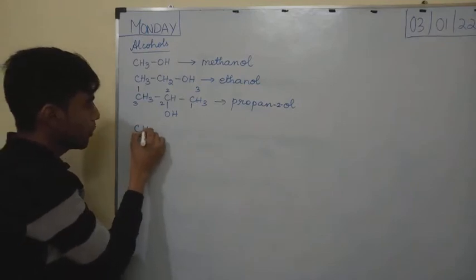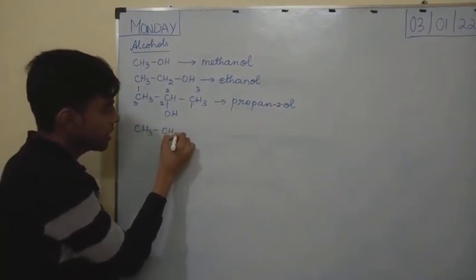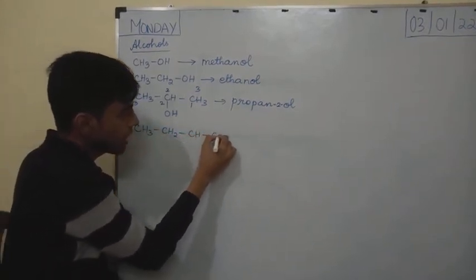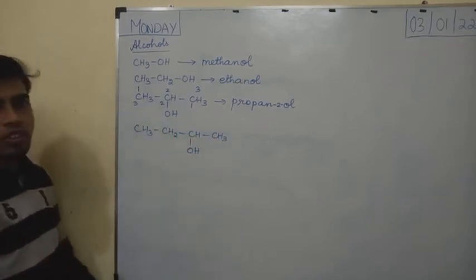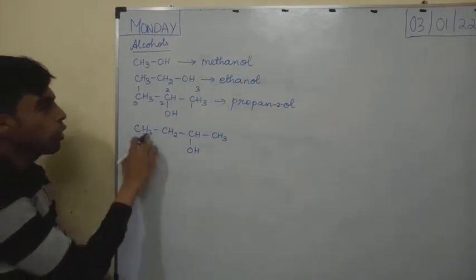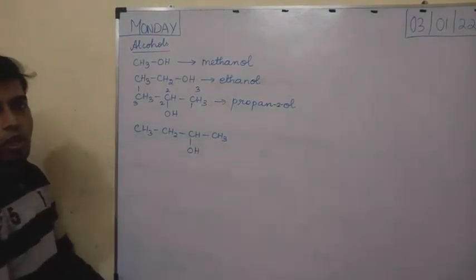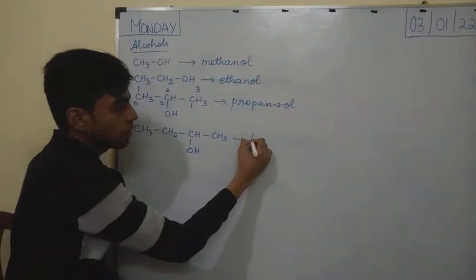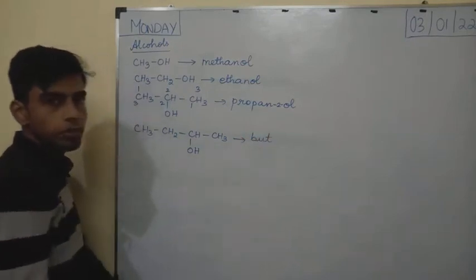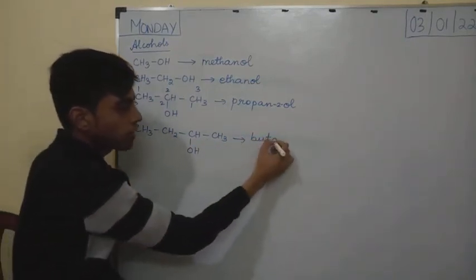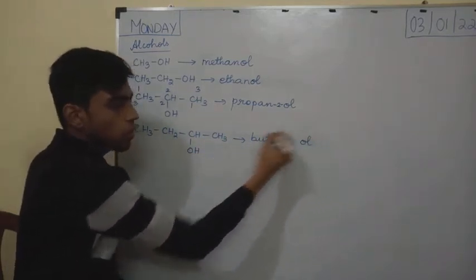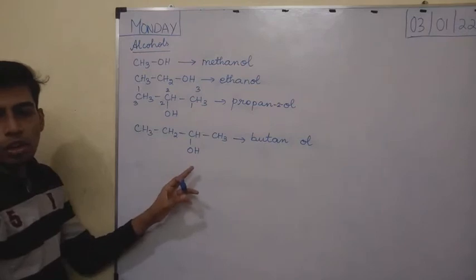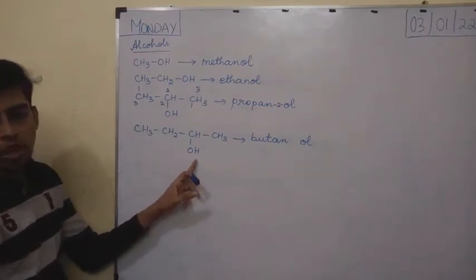Okay. Suppose it is like this, CH3, CH2, CH, CH3 and OH. How many carbons are there? Four carbons. Four carbons means it is but. Single bond is there, so it is ane. Alcohol group is present, so OL. But the alcohol group is in the branch, so you have to mention the position of the branch.